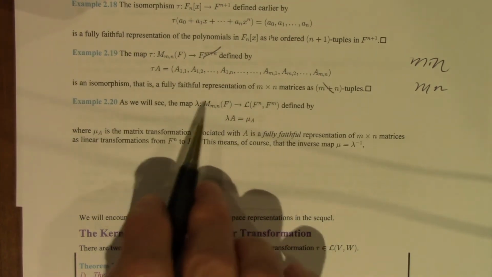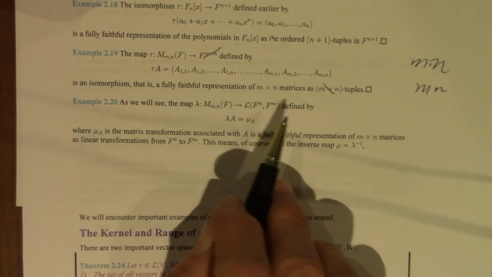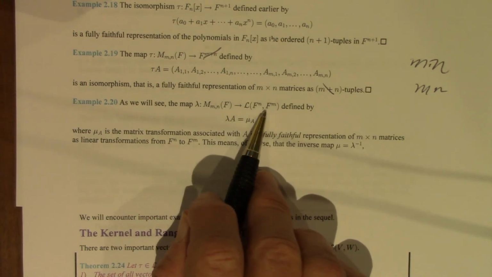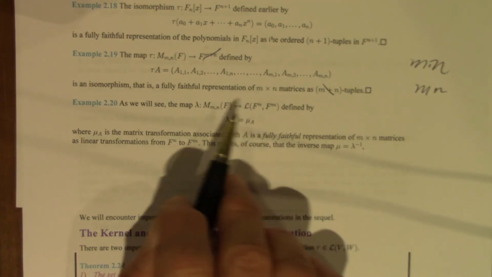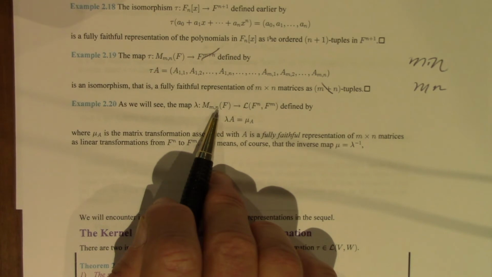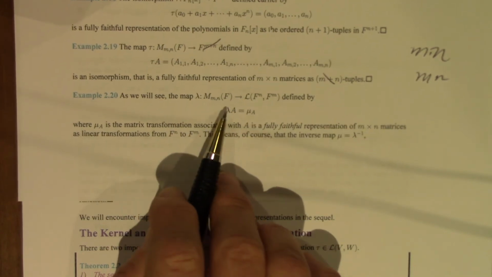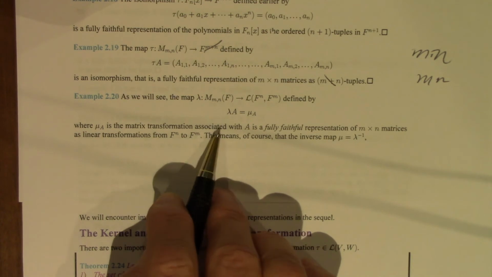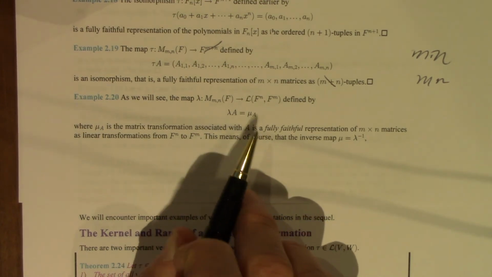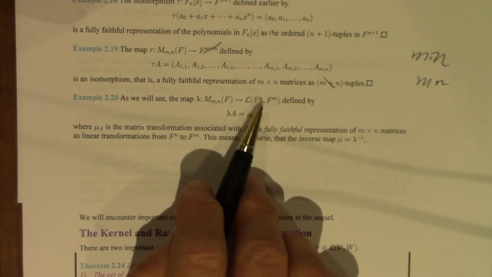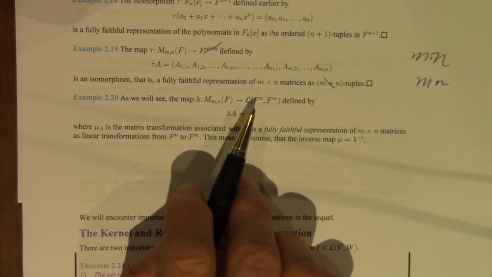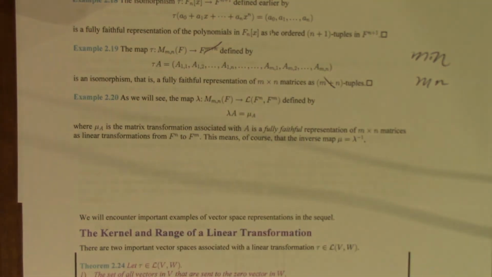The inverse map, lambda inverse, represents linear transformations as matrices, and that is the more common direction. And we're going to talk about that representation at some length. Basically what it tells us, because this is fully faithful, is that every linear transformation between F^n and F^m is nothing more than multiplication by some matrix. And we'll go into that in detail.